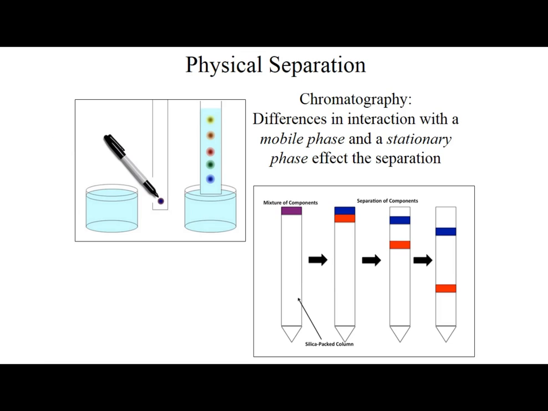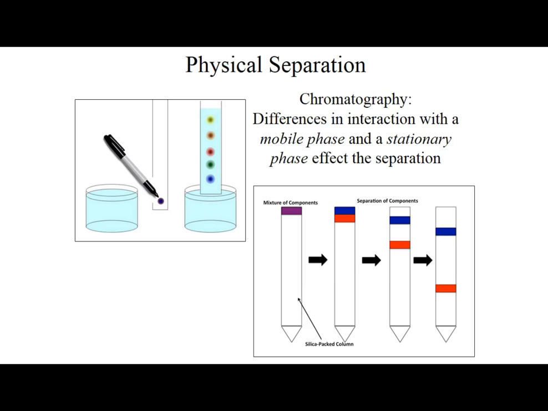Another example of a physical separation is something that we're going to do this semester, and that's called chromatography. Chromatography is a very general idea where we have what's called a mobile phase and a stationary phase. The mobile phase moves and the stationary phase stays still, or stationary. There are different kinds of chromatography. The one that is shown here on the upper left is called paper chromatography.